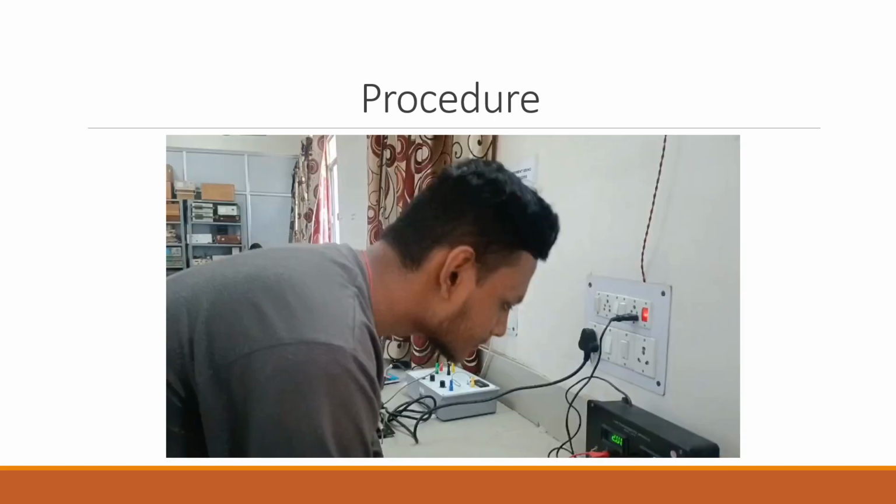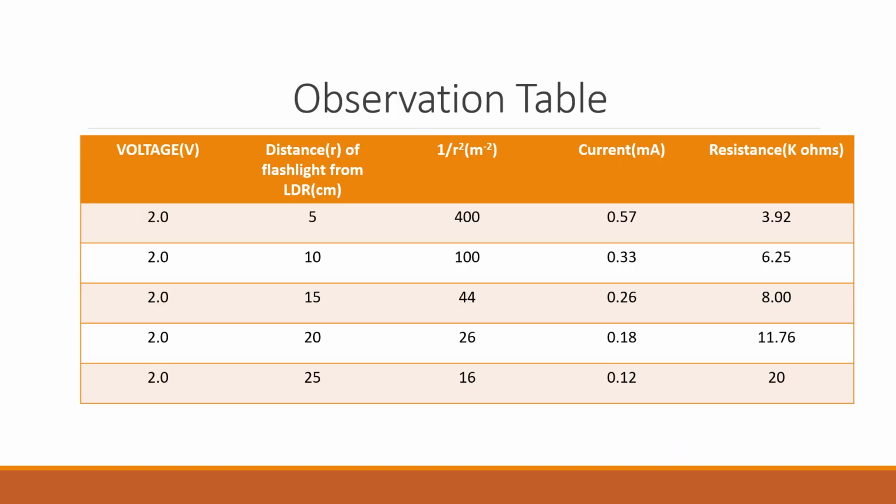Using this we can find the relation between the resistance and the distance between the light source and the LDR, and using that distance we can find the intensity as well. So these are the observations that we derive from this experiment. Here we fix the voltage at 2 volts, and then we vary the distance between LDR and the light source, and then we note down the current corresponding to that given distance, and then using Ohm's law we can find the resistance of this LDR.